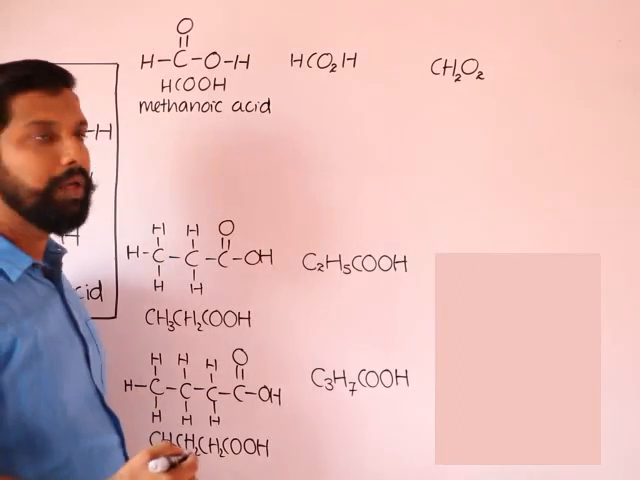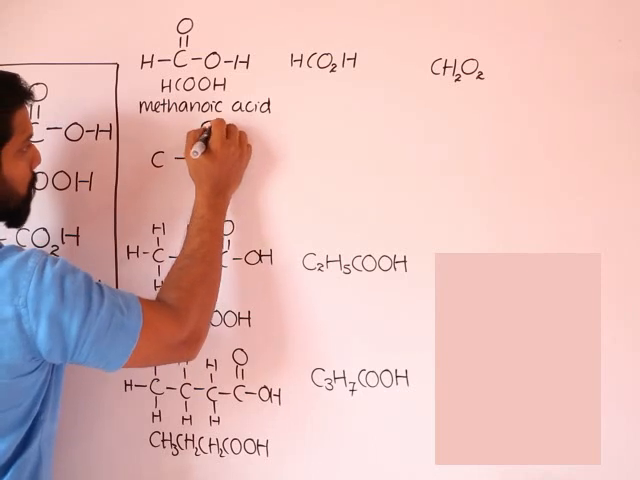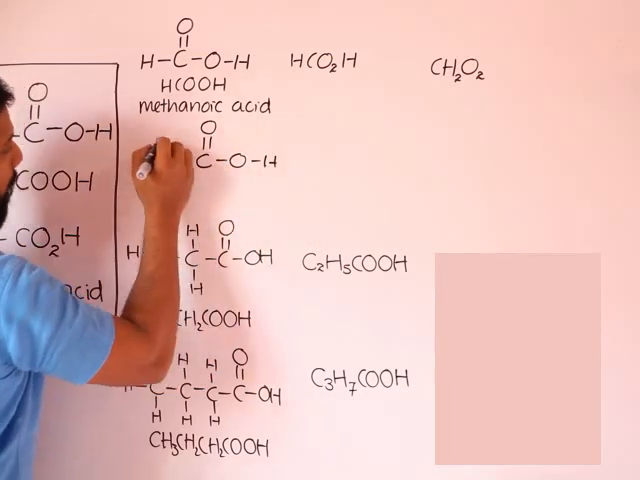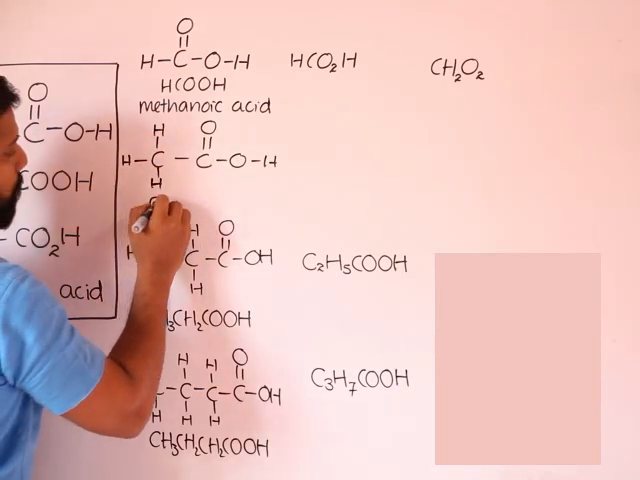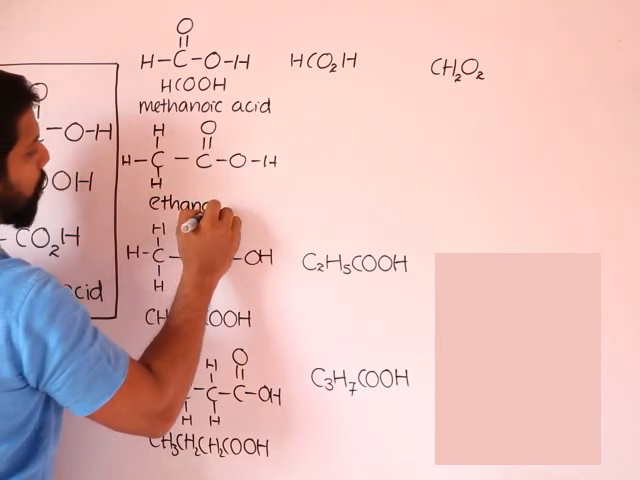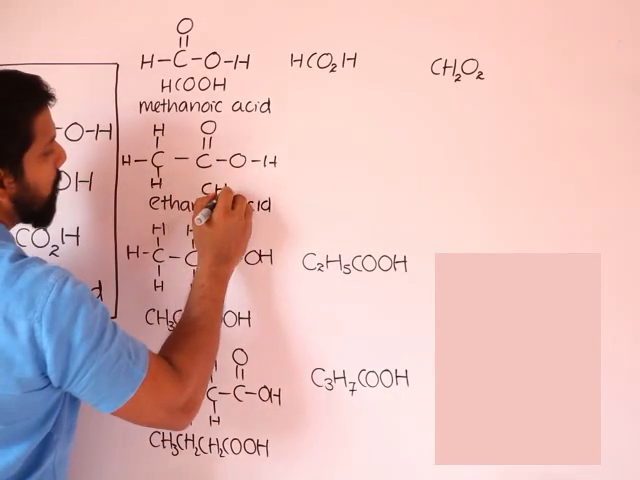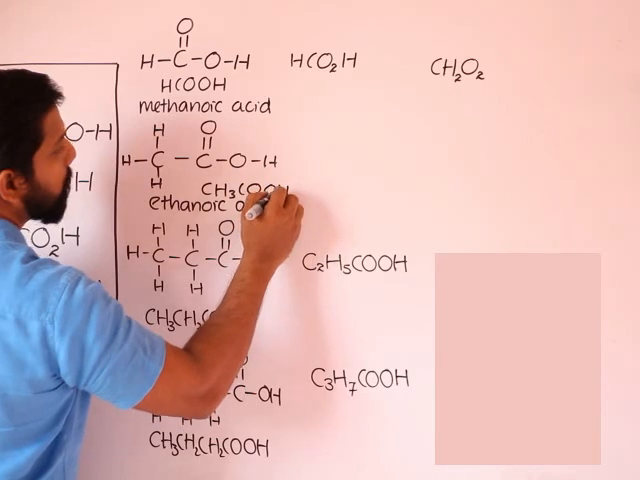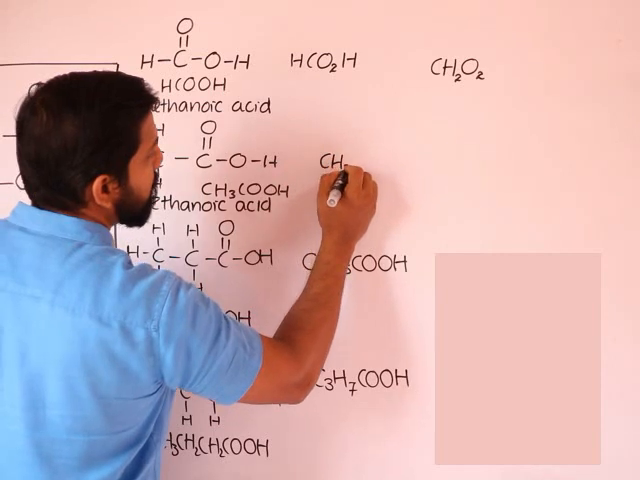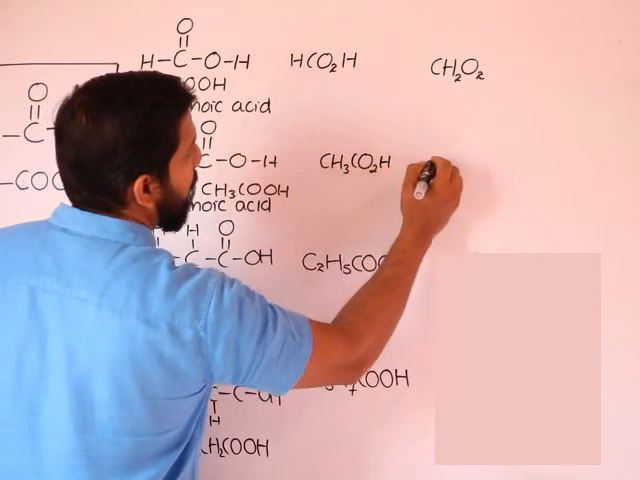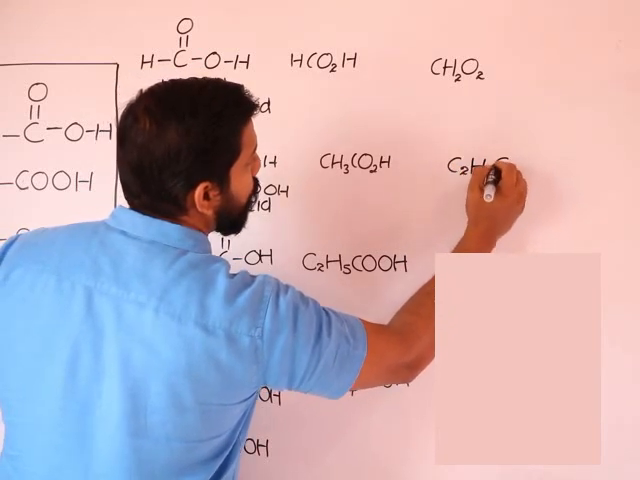Let me draw ethanoic acid. Two carbon atoms, the carboxyl group, and the other carbon atom has three hydrogen atoms. So you call it ethanoic acid. I can also write this as CH3COOH. And further condensing, let me write this as CH3CO2H, and hence the molecular formula is going to be C2H4O2.